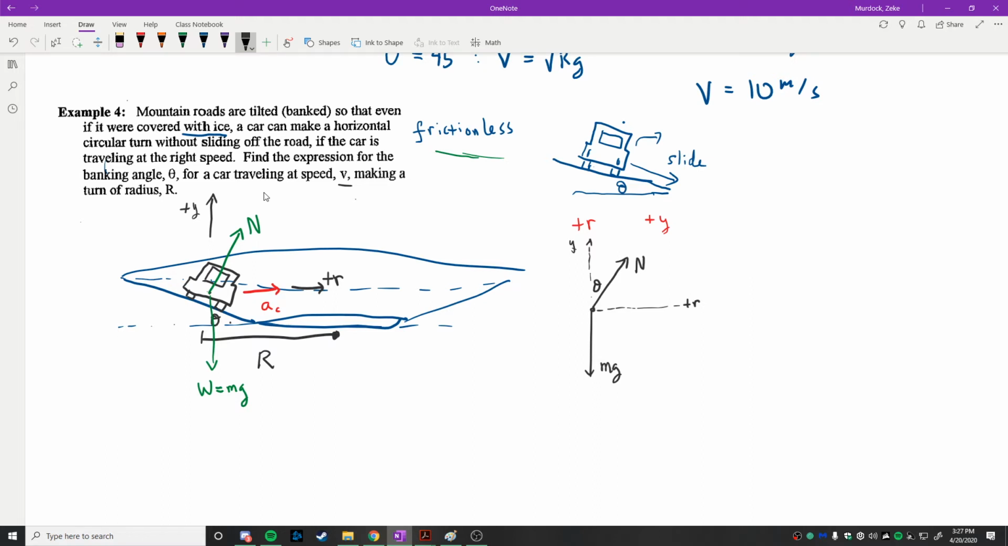Theta... 90 minus theta, yeah, this is going to be the angle here. And then we can break up that normal force into a component that goes this way, and a component that goes this way. This side will be n cos theta. This side will be n sine theta. And then I've got our acceleration vector that goes this way.